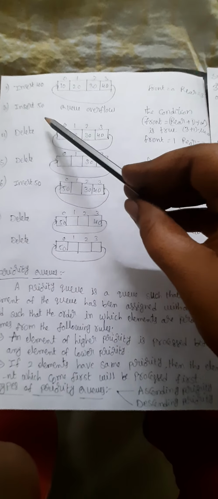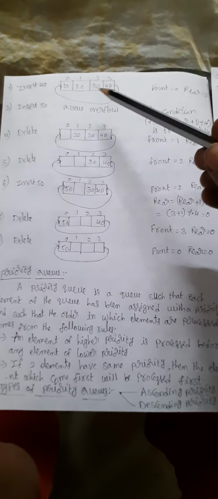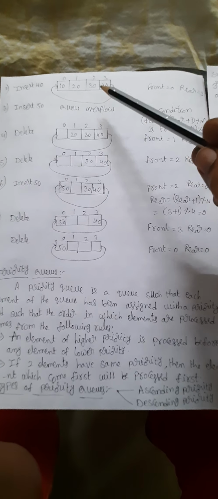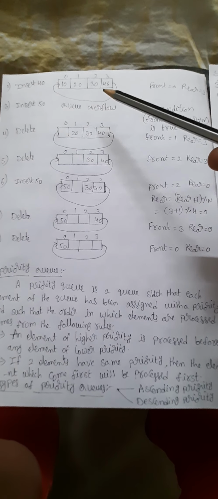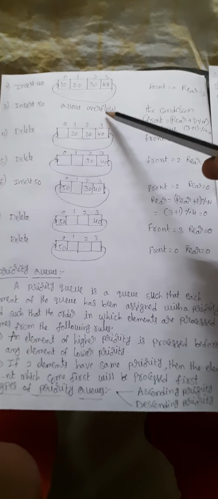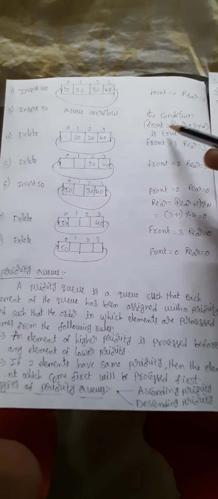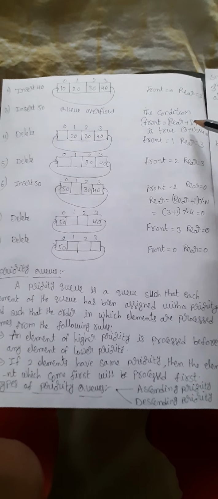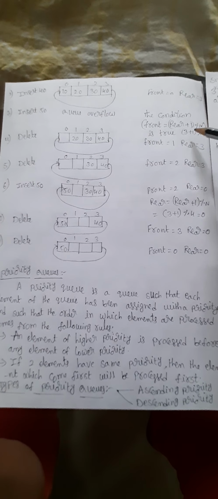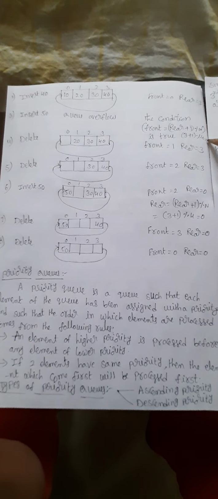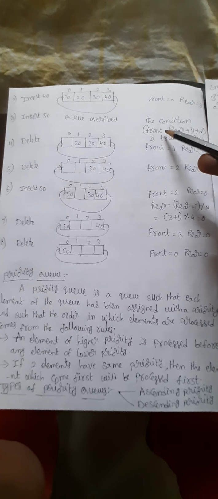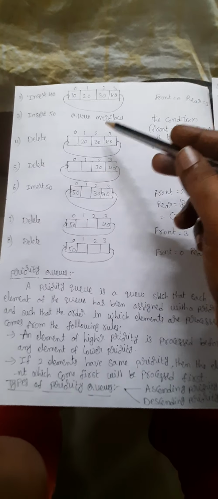See the next one: if you want to insert the element 50, here the size that we have declared is 4 and we have already inserted all 4 elements, so the queue is overflow. And how to check that the queue is overflow in this circular queue is with this condition: front equals (rear plus 1) modulo n. If we use this formula and we get the remainder value as 0, that is, front equals 0, then the queue is overflow. That means we have already inserted all 4 elements and we can't insert a new element, so the queue is overflow.